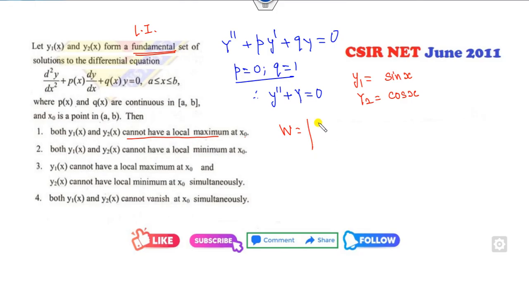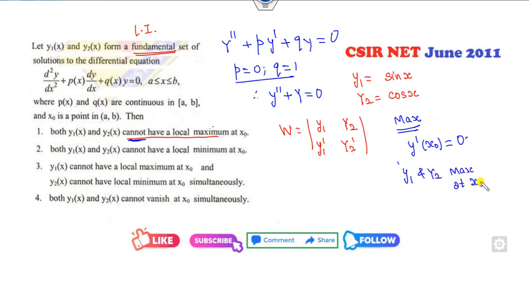So again, I can start from this case: y1, y2, y1 dash, y2 dash. So both cannot have a local maxima. What is the meaning of the maxima? That means the first derivative at the point is 0. So you can see, assume that both y1 and y2 have maximum at the point x naught. Then this number will be 0 at the point x naught, y1 x naught, y2 x naught. If it is a maximum, it means the derivative will be 0. So the determinant is 0. That means it is not LI, but it is already given that it's LI. So it cannot be. Yes, they can never be.